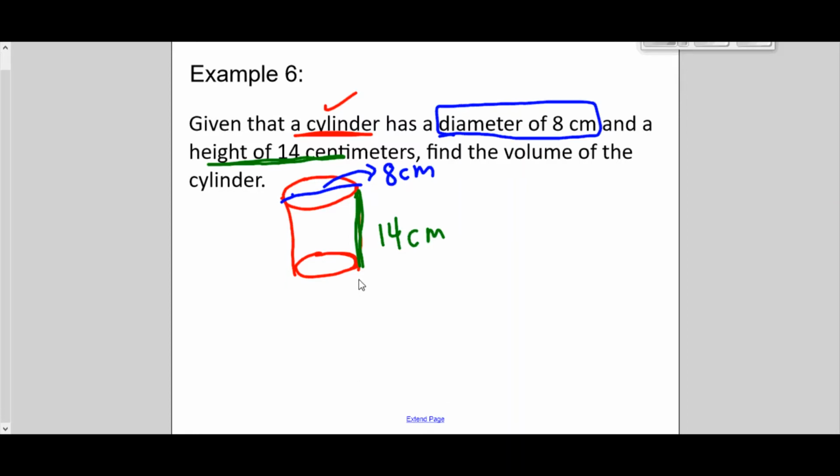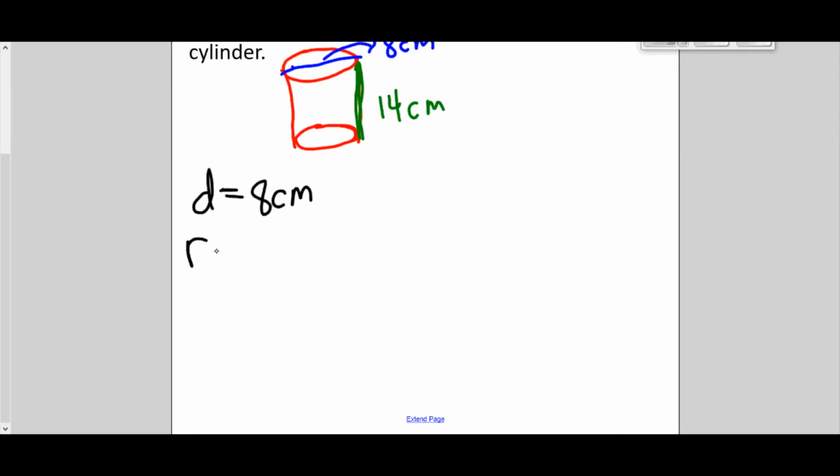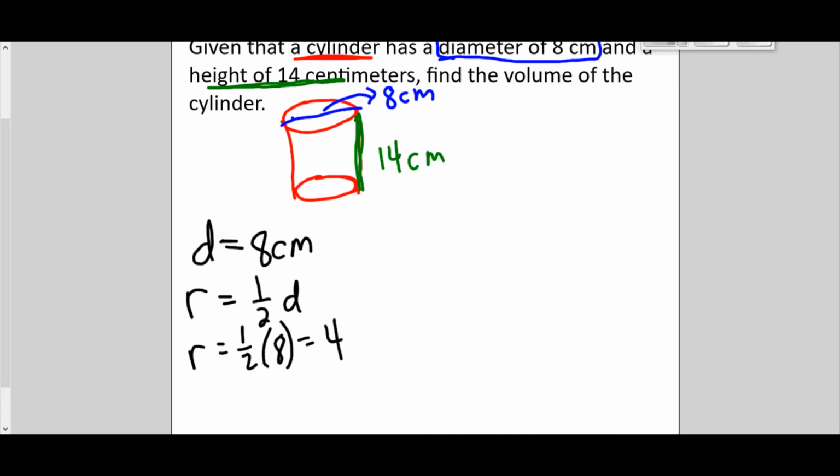So I'm about ready to put this into my formula for volume of a cylinder. However, we are given a diameter. The diameter, remember, is represented by the letter D, is 8 centimeters. So if I want to find the radius, remember the radius is half of the diameter. So the radius is 1/2 of 8, which is 4. So my radius is 4 centimeters.